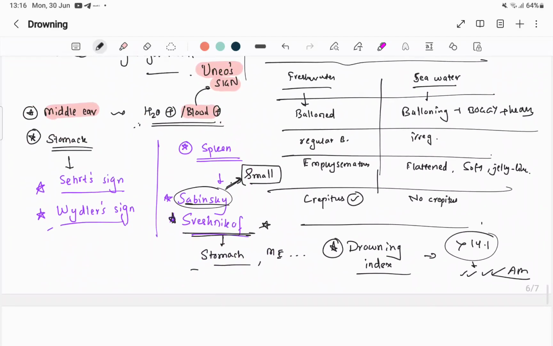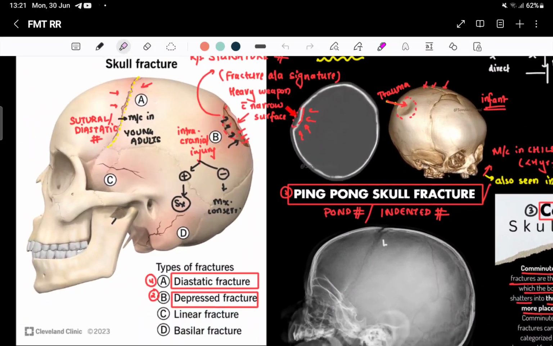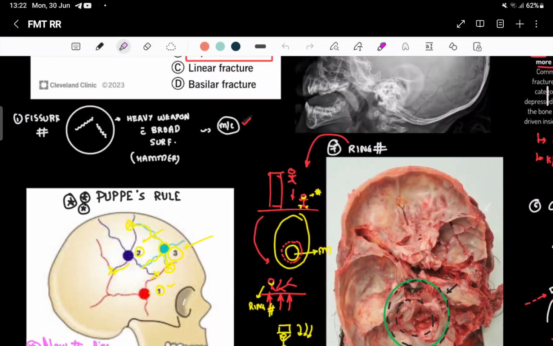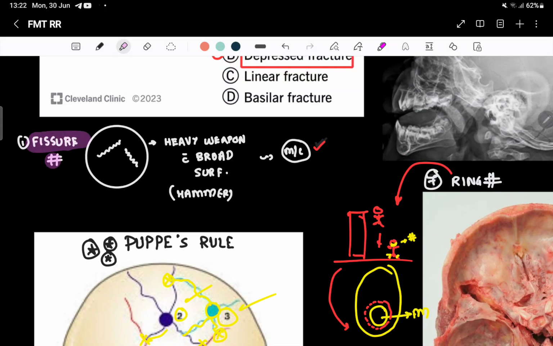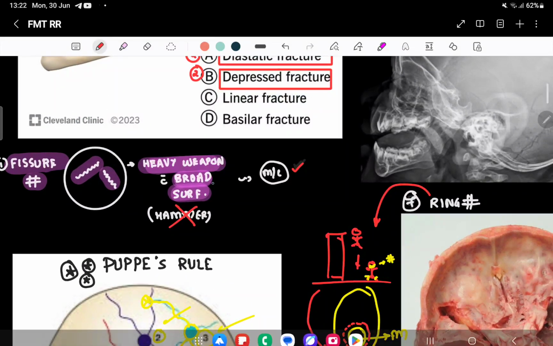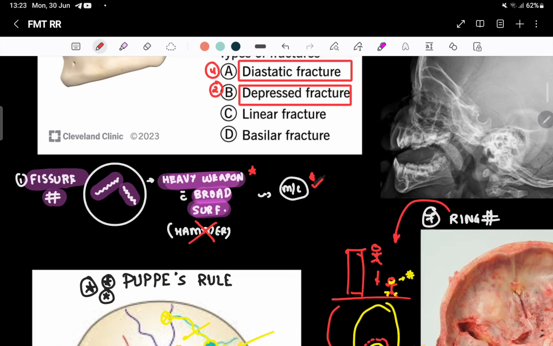Let's move on to the next topic. Let's start with skull fractures, regional injuries. Here we have handwritten notes for other videos, so we'll discuss it only. First fracture: this is a fissure fracture. What is a fissure fracture? Fracture occurs in a single line, from a heavy weapon with a broad surface. A hammer is not a broad surface, it is a narrow surface. Fissure fracture is the most common fracture.